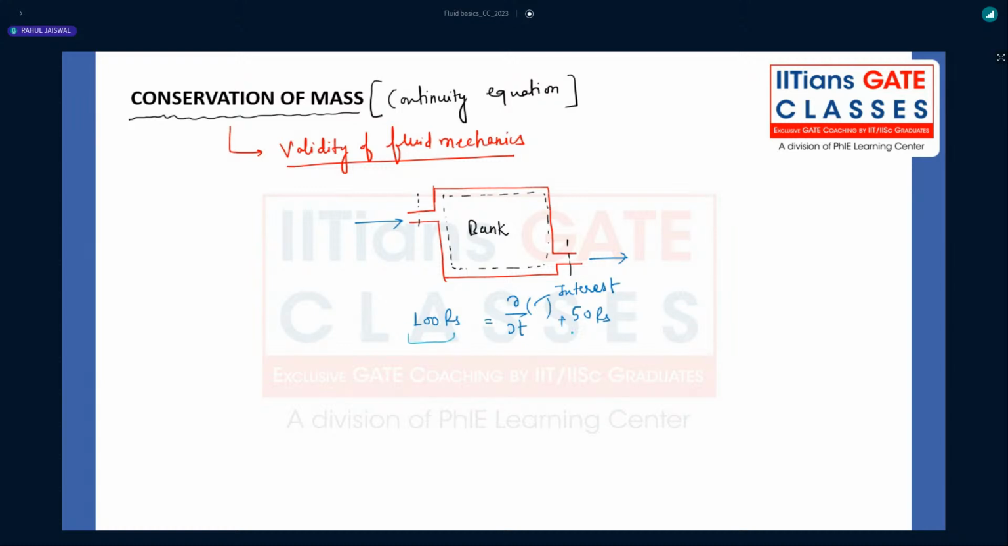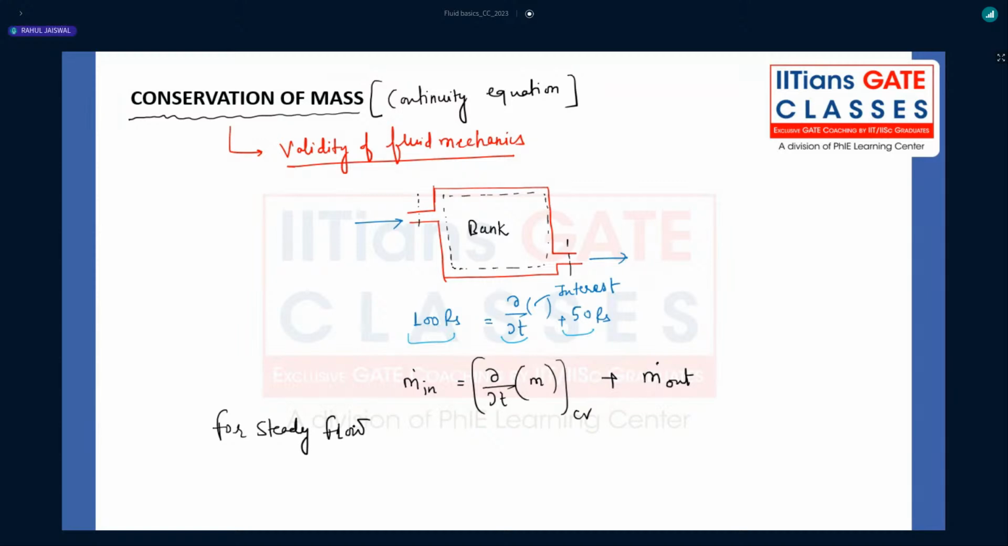If we convert rupees in terms of mass flow rate, what can we write? 100 rupees is the mass coming in, and ∂m/∂t is the change of mass in a control volume with respect to time. That means whatever changes are happening in the money with respect to time, that is given in the form of interest. So that is ∂m/∂t in a control volume plus the mass flow rate going out. If it is a steady flow, then what can you write?